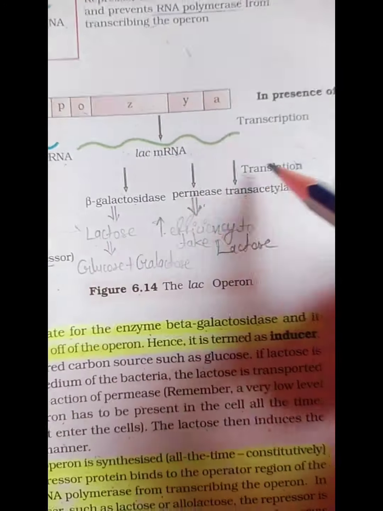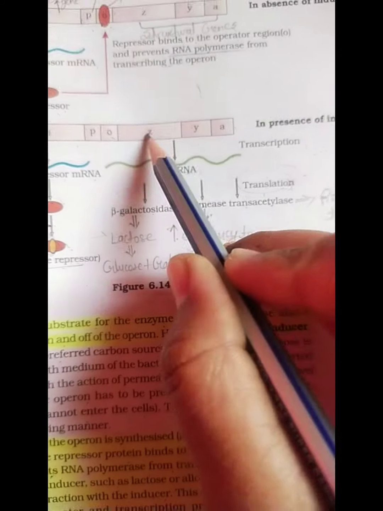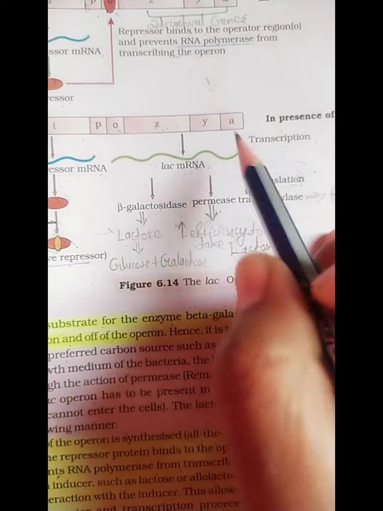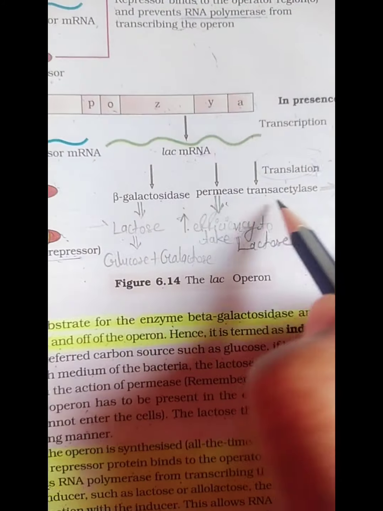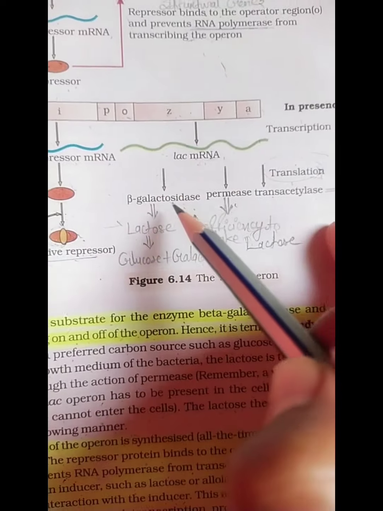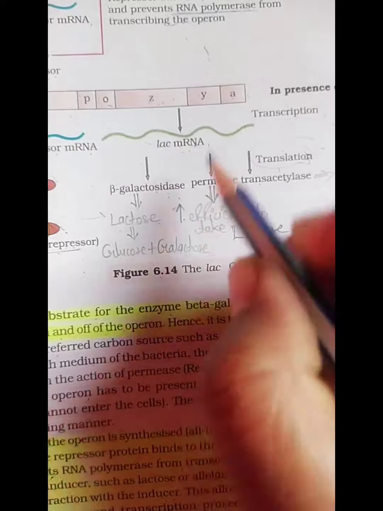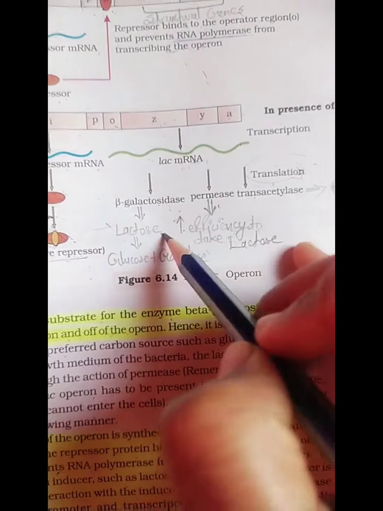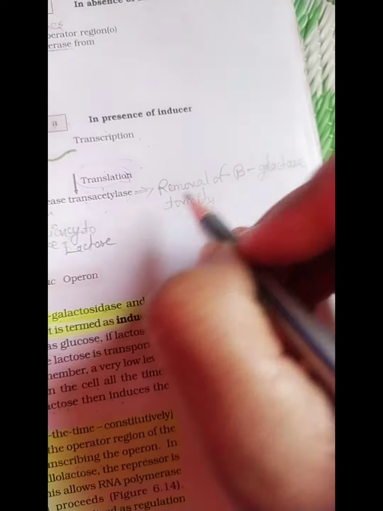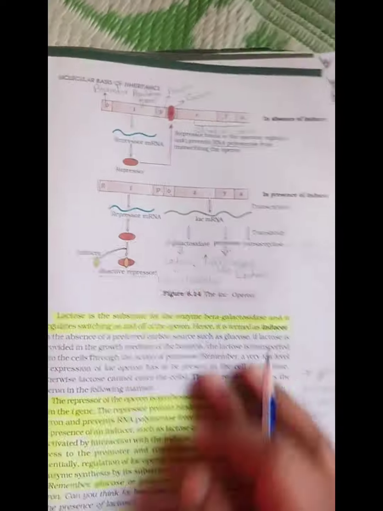mRNA will form. Further, the process called translation occurs, and the Z gene codes for beta galactosidase, the Y gene codes for permease, the A gene codes for transacetylase. So beta galactosidase will break lactose into glucose and galactose. Permease will permit lactose into the bacteria's body. Transacetylase, removal of beta galactoside toxicity. So this is the operon, lac operon.